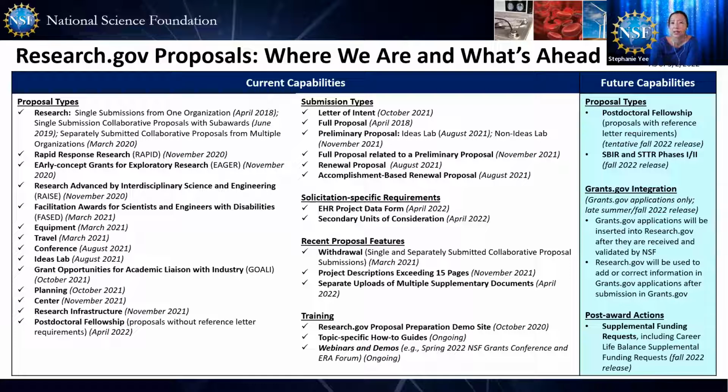The second one is the grants.gov integration. So currently, if you're using grants.gov, that proposal in its soul is still a Fastlane proposal. If you have to do updates to that, you still have to go to Fastlane to do that. There will be a point where it will be cut over, so a grants.gov proposal will be a Research.gov proposal. We're targeting that probably late summer or early fall. Also, post-award actions are not yet over there. Those include supplemental funding that has not been moved over.